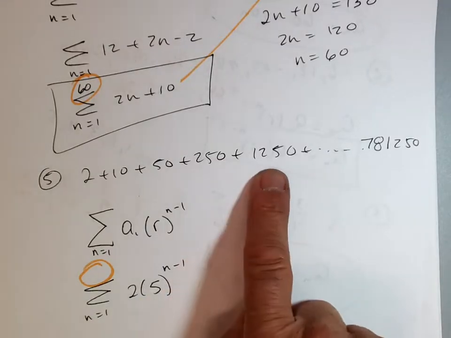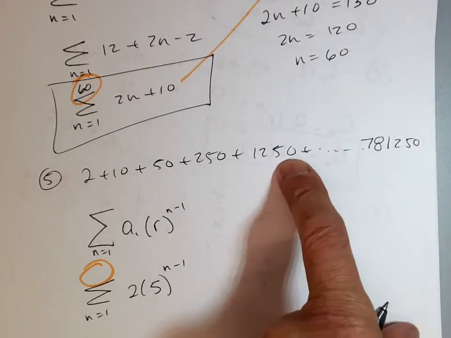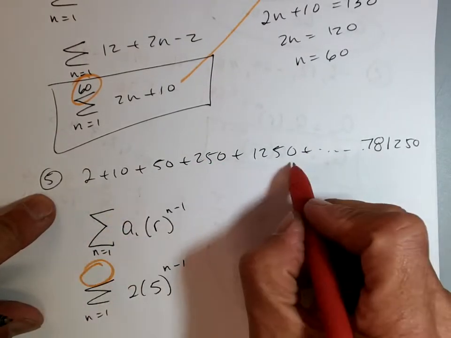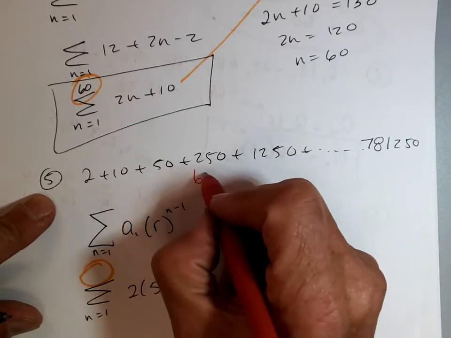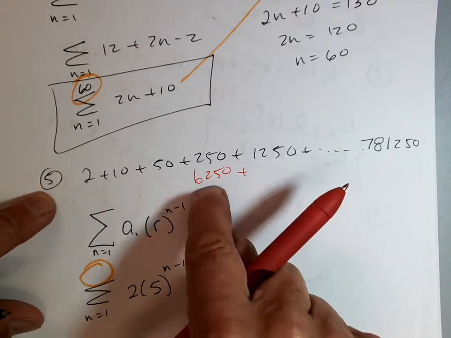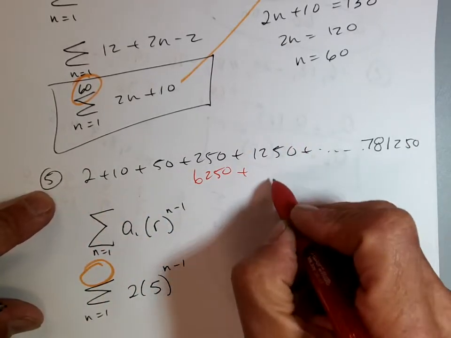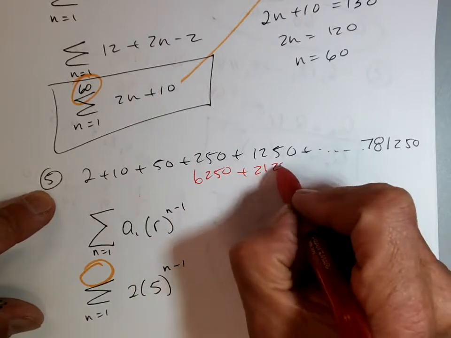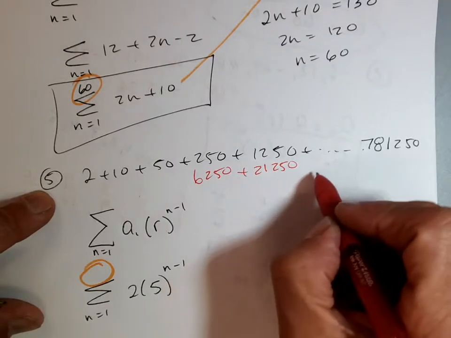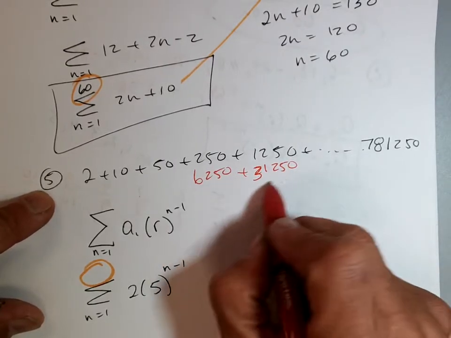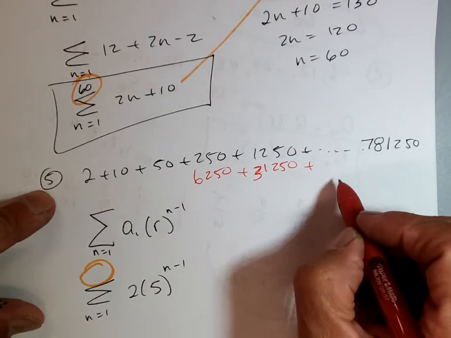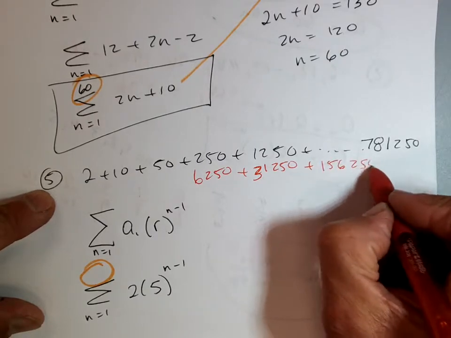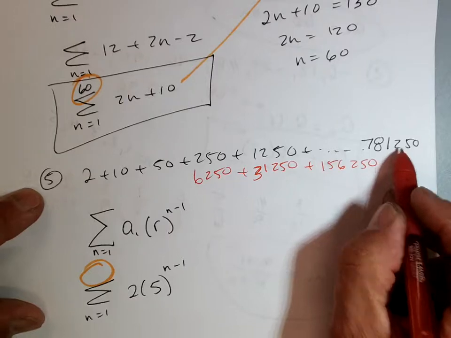Okay, what's 1250 times 5? What do you get? 6,250. Okay. Times that by 5. 31,250. Okay, times that by 5. 156,250. Multiply that by 5, and I think you get this one.